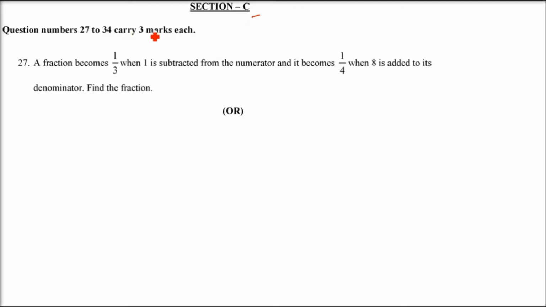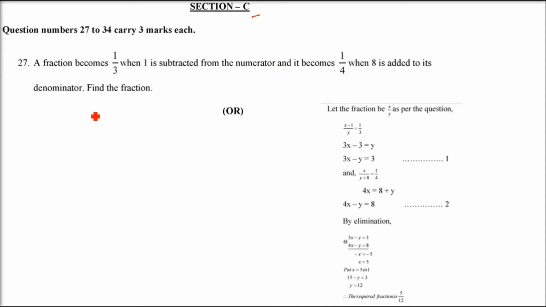This is section number C, section C, and these are 3 marks questions. A fraction becomes 1 by 3 when 1 is subtracted from the numerator, and it becomes 1 by 4 when 8 is added to its denominator. We have to find the fraction.